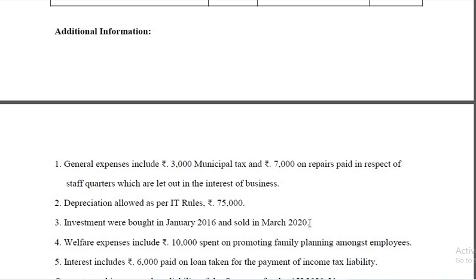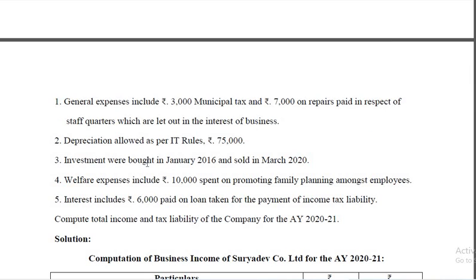Investments were bought in January 2016 and sold in March 2020. So here, how long these investments were held? The thing is here, they are held for a period more than 2 years. That means that is long-term capital asset, and profit arising on account of that is long-term capital gain. So that is the intention of giving this information, to find out whether it is short-term capital gain or long-term capital gain. So it is long-term capital asset, and profit arising on account of the transfer is long-term capital gain.